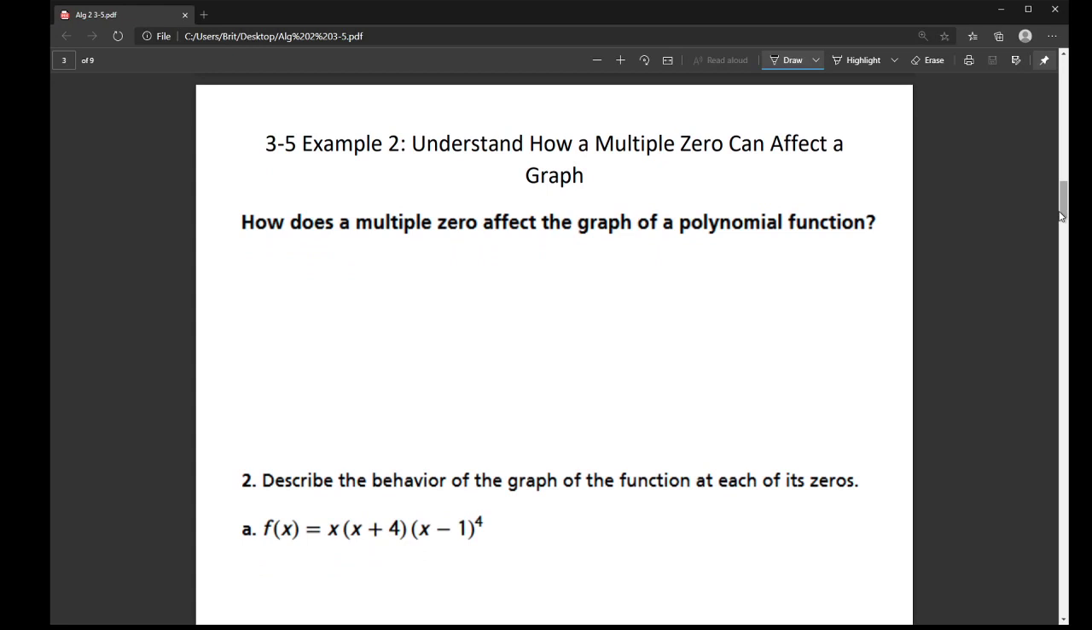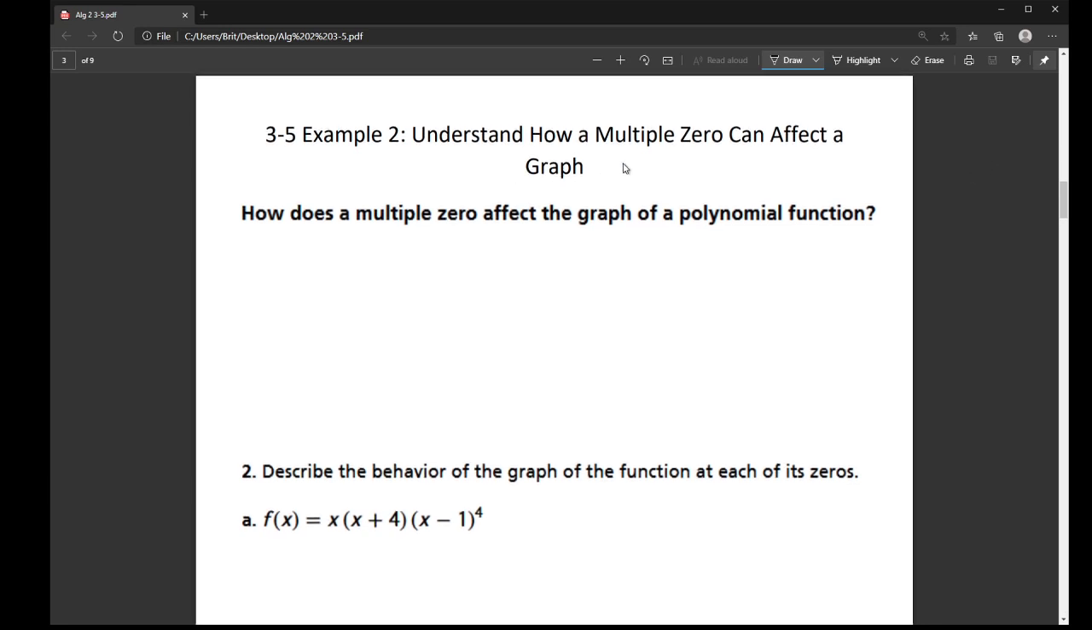In this video, I'm covering example 2 from section 3-5 in the SavvasRealize Algebra 2 textbook. So in this video, we are trying to understand how a multiple zero can affect a graph.